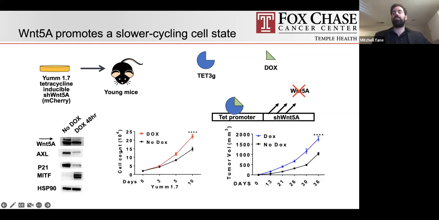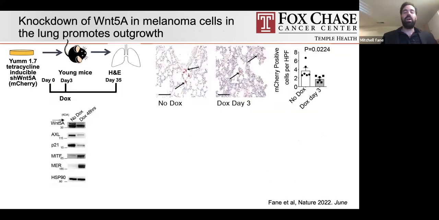We next wanted to determine whether knocking down Wnt5a was able to regulate tumor growth in vitro and within a primary tumor model. And indeed, when we knocked down Wnt5a by treating with doxycycline, we got an increase in melanoma growth in vitro, and we also got an increase in primary tumor growth in vivo. So this would suggest to us that Wnt5a is responsible for driving this slower cycling cell state. Next, we wanted to determine what role Wnt5a plays in dissemination and outgrowth within metastatic tissues.